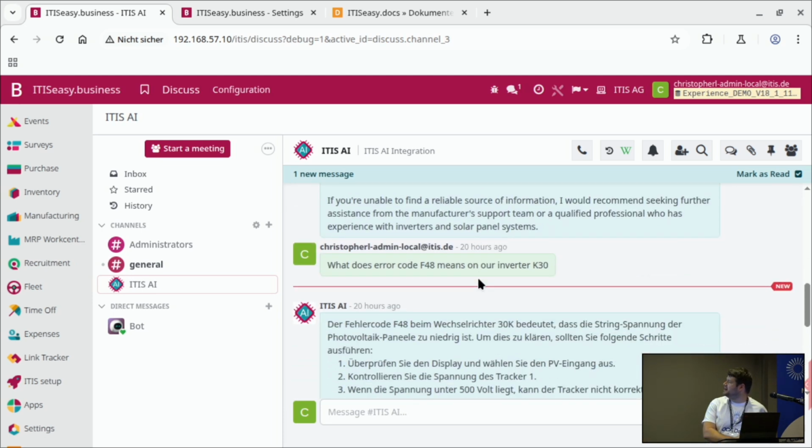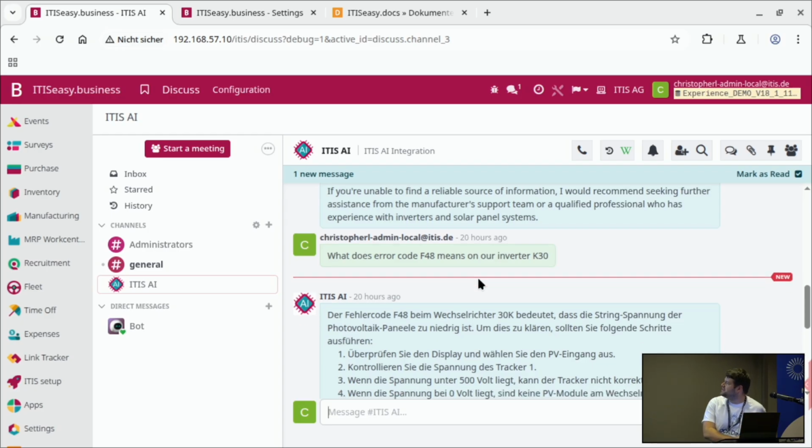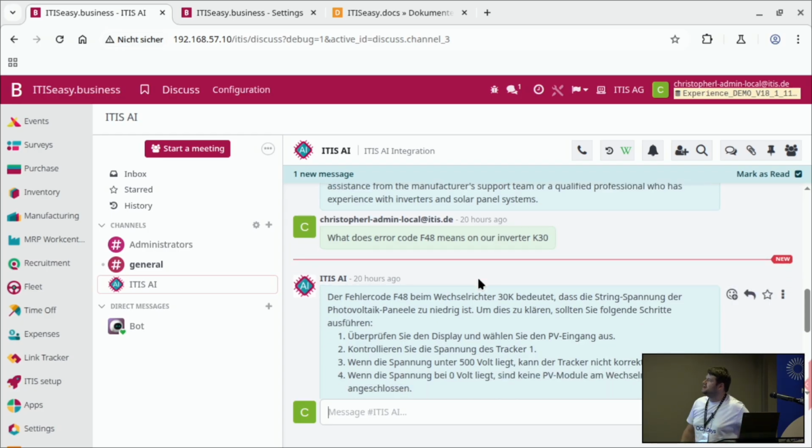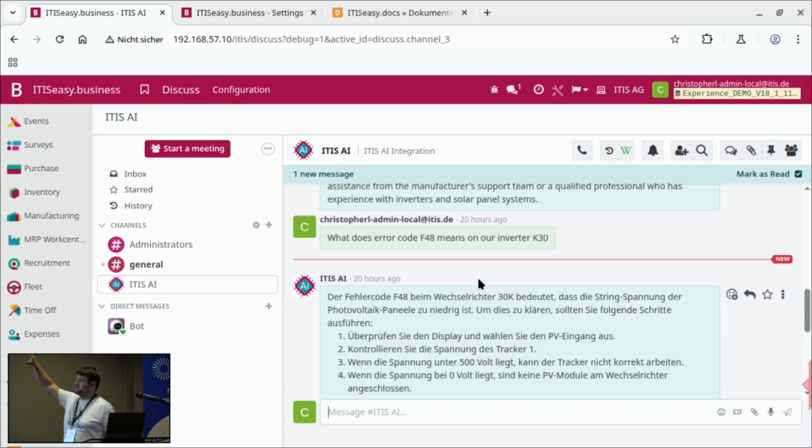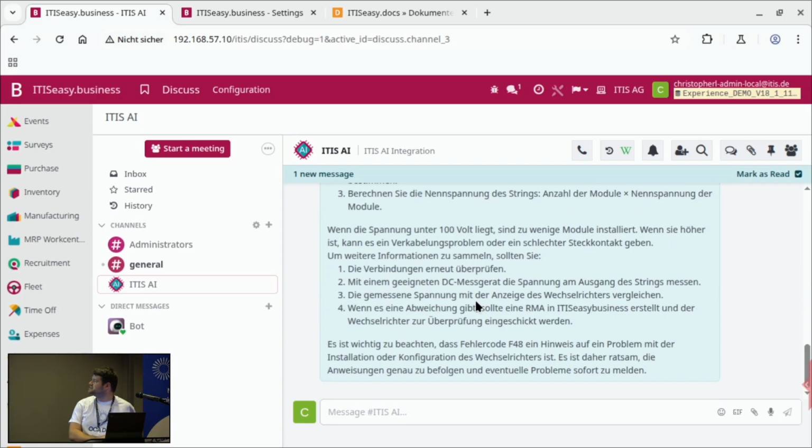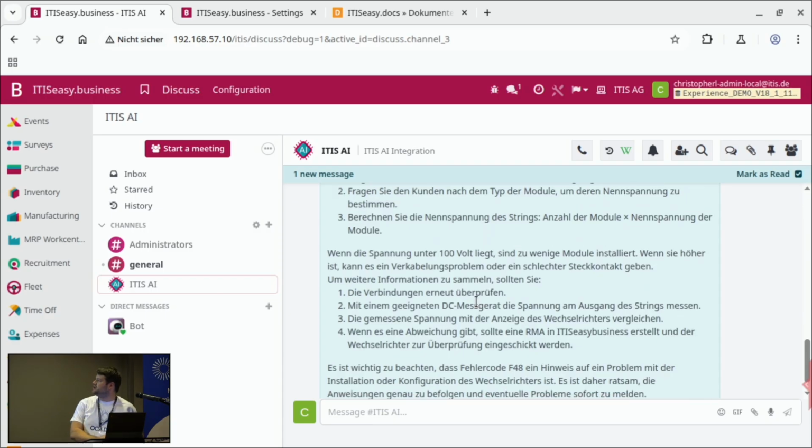Interestingly, it's answering in German now, because I think it knows that I'm a German guy, but the document was an English document, and even the language doesn't matter to it. What it basically tells us is, check your voltages. If your voltage is below 500 volts it doesn't work correctly, and if there's 0 volts, you have a problem with your panels, and all those things. It's quite an extensive answer, and also tells you which steps to follow to find that error. So you now get an answer which really helps you.